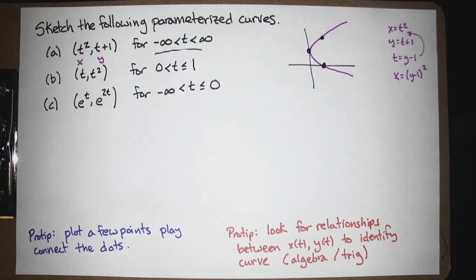Negative infinity to plus infinity, yeah. When you add 1 to any possible number, you get, again, any possible number. And so we do cover the whole range. So this is the correct graph.